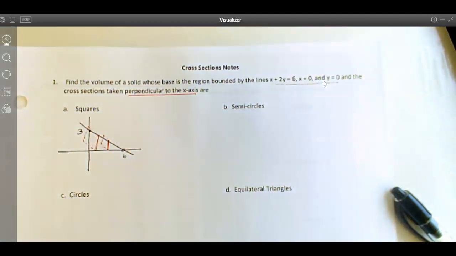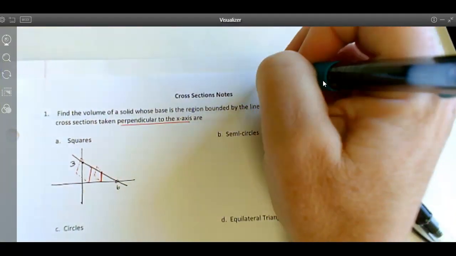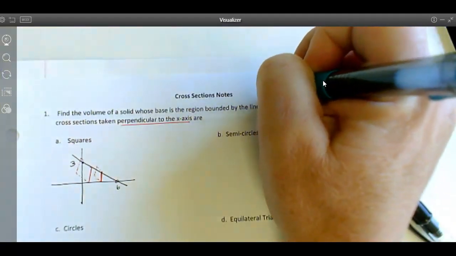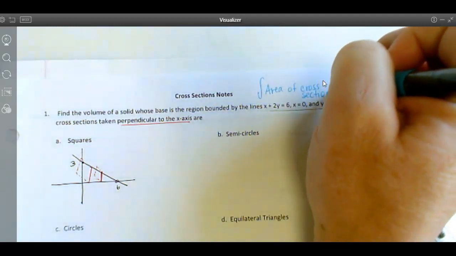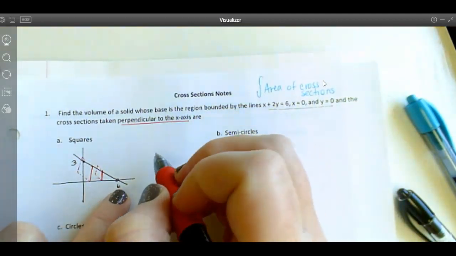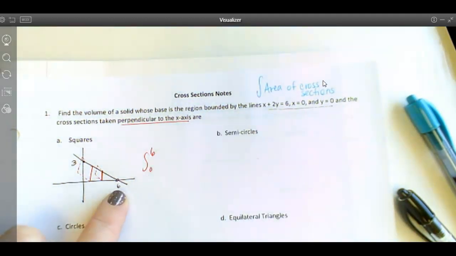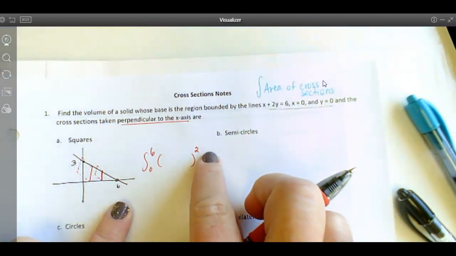Okay? So what you're going to do when you find the volume of these is you're going to do the formula, the basic formula, is the integral of the area of the cross section. That's the basic idea. So if you know the area of that picture, then you're just going to do the integral, and that's going to add all of those areas together. So in this problem, because we're doing perpendicular to x-axis, we're going to use x's, so it's 0 to 6. And I know that the area of a square is side squared.